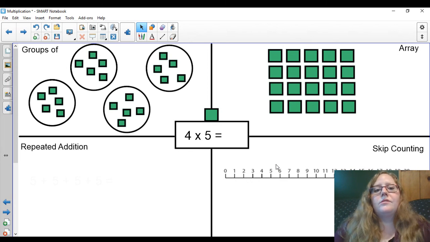Next week, I'll show you the repeated addition and skip counting strategy. But groups of is easy because you can use math manipulatives and you can draw them out as well.